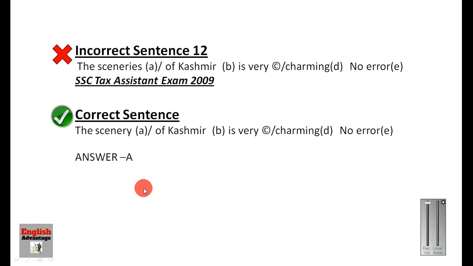Next question. Incorrect sentence number 12. The sceneries of Kashmir is very charming. Now there are some words in English which cannot be made plural, which are uncountable, like scenery, like poetry, like advice, like furniture. They are not written with S or ES. So the correct form will be the scenery, not the sceneries. This way. So the answer will be here A. In the same way advice, furniture, and poetry are also not written this way. So the answer would be A.